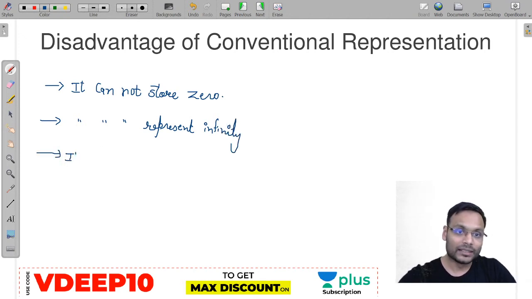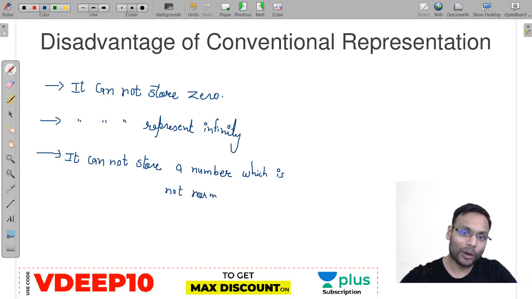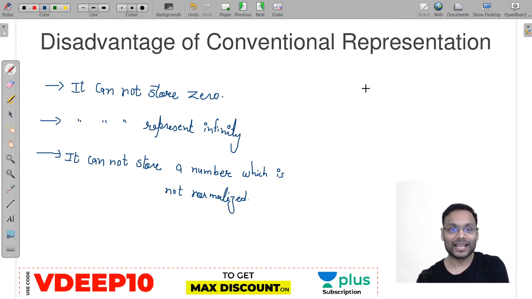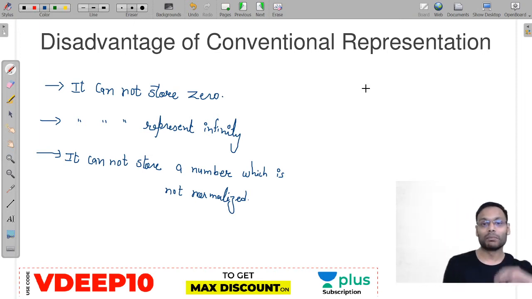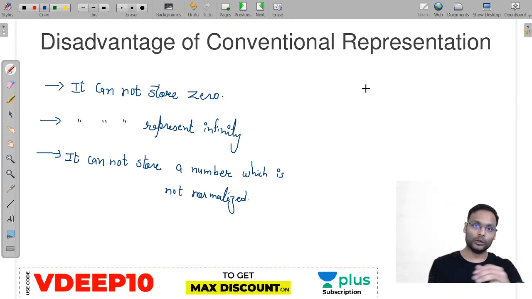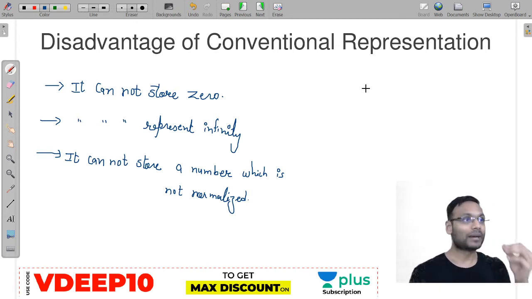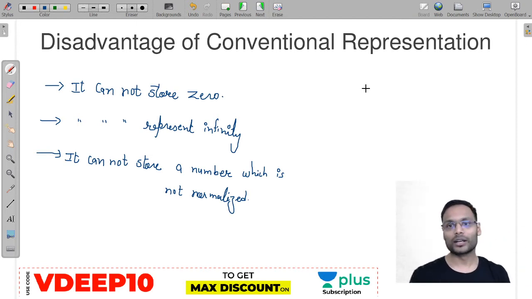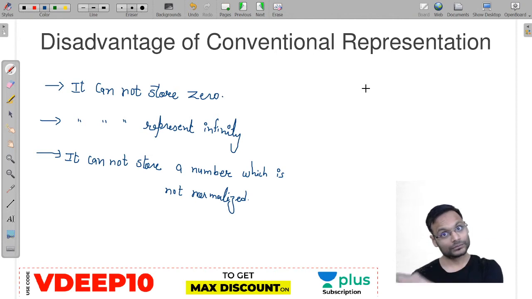Similarly, it cannot store or represent a number which is not normalized. अगर कोई नंबर को हम नॉर्मलाइज नहीं कर सकते, if there is a number which cannot be normalized, then that number cannot be stored in the conventional representation. If you do it, then it's possible either you will lose the number, or you will lose some kind of accuracy, or you can say it's not representable.